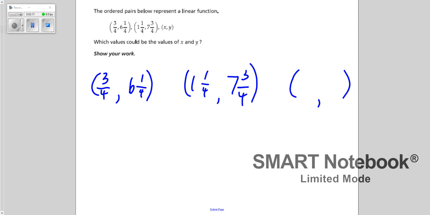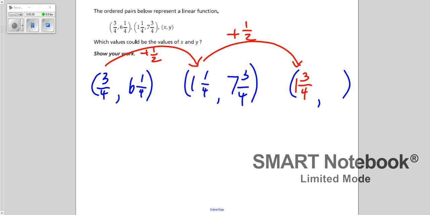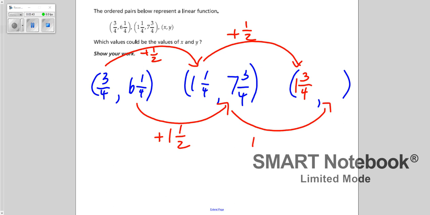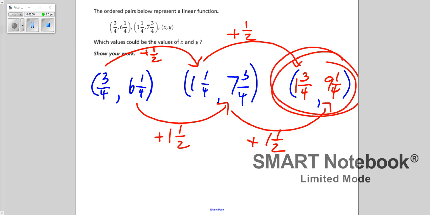And the way to do that is by doing those jumps. How much is the x value changing? That's the pattern we're looking for. Well, it went from 3/4 to 1 1/4, so that's plus 1/2. So then if I do another plus 1/2, I'll get 1 3/4. Now the y values went up plus 1 1/2, so I'm just going to add another 1 1/2, and that'll be 9 1/4.